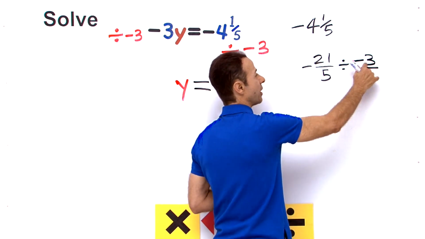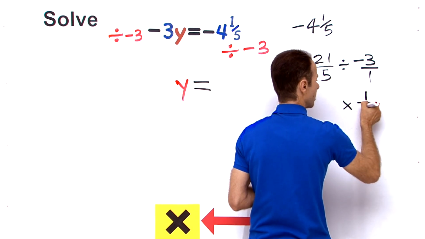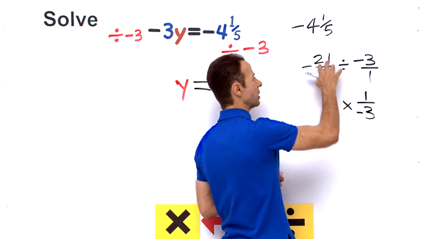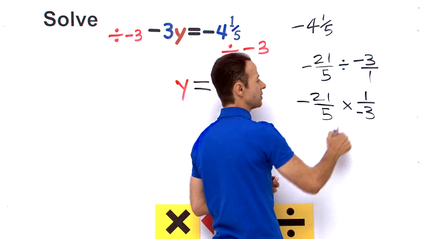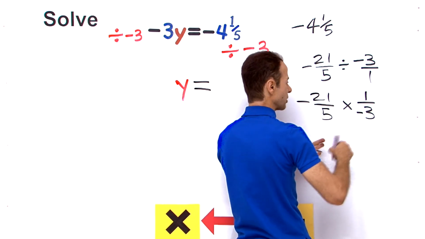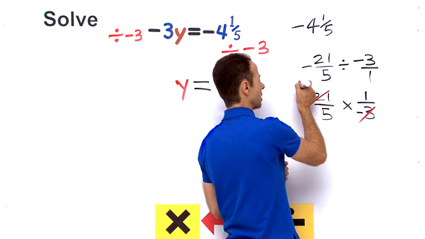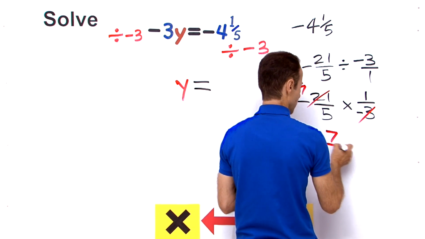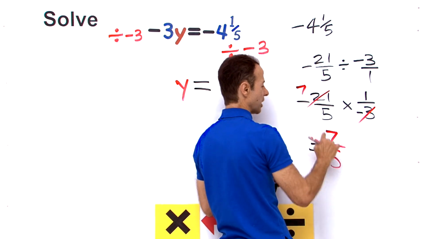Now remember, when we're dividing by -3, it's the same as multiplying by negative 1/3. So bring down the 21 and 5. They're both negative, so it's going to be a positive answer. So 21 and 3, if I can cancel that, cancel. So 3 goes into 21 7 times. So it's 7/5. Notice that the negatives just got cancelled. So 2 negatives equal a positive.